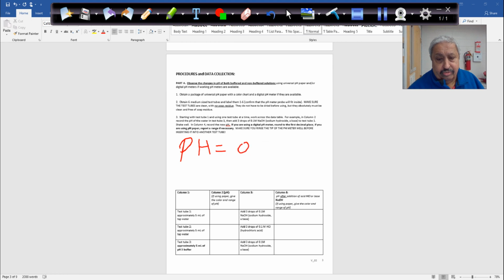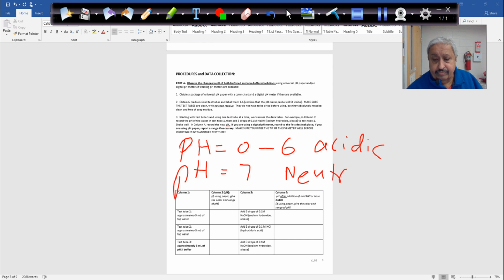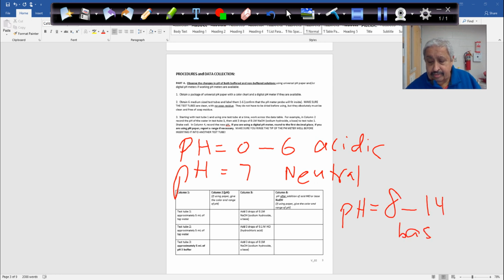pH from 0 to 6, this is acidic. pH 7 is neutral. And then pH 8 to 14, that's basic. Now, what you have to do if you have a fractional pH: sometimes with litmus paper you can see an in-between color and estimate it, and if you have the pH meter, it will give you a very good decimal value.